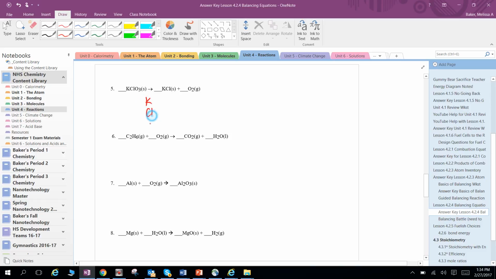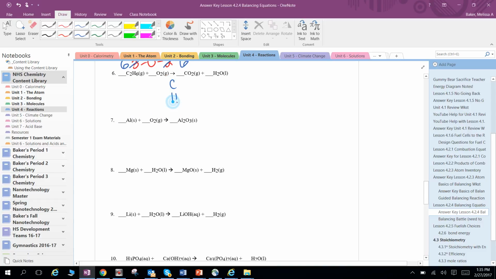Number 5, I've got K, Cl, and O. I've got 1 potassium on each side, 1 chlorine on each side, and my O's are off. This is a good one where we can make odd numbers even. Throw a 2 out front to change that oxygen to be 6 instead of 3, and now my potassium and my chlorines are both 2. So I'm going to need a 2 in front of my KCl and a 3 in front of my O2, so that makes it 6.